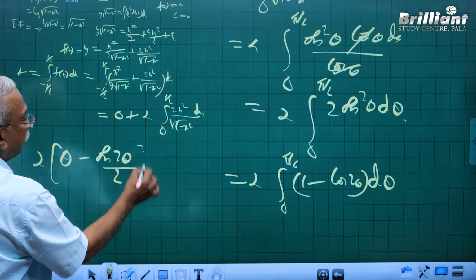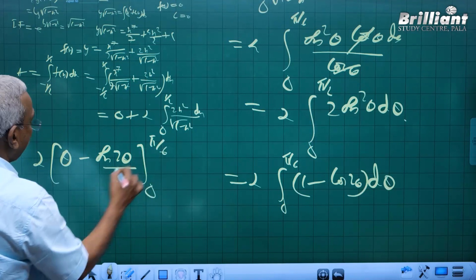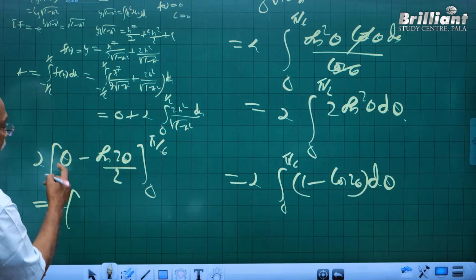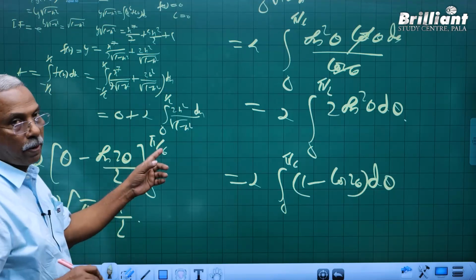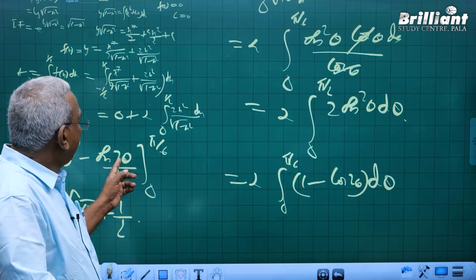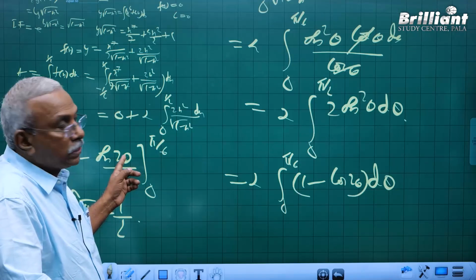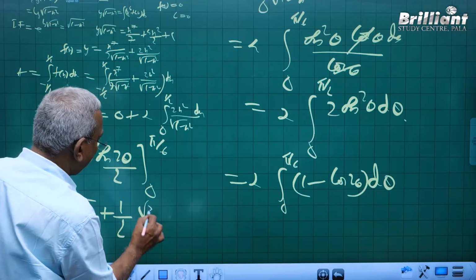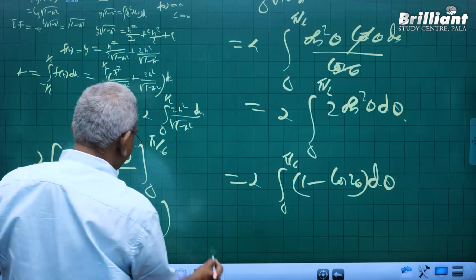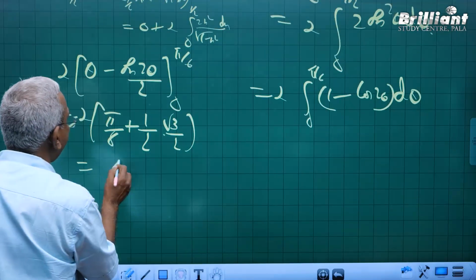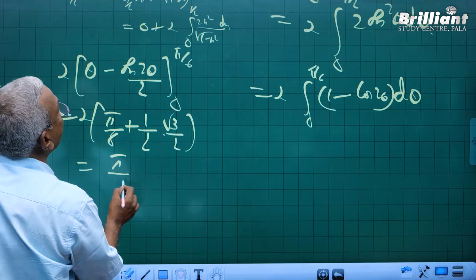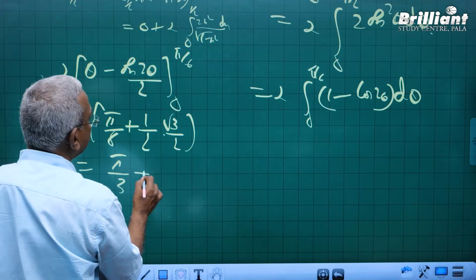Which will be 2 into the upper limit pi by 6, plus 1 by 2 into sin pi by 6. What is sin pi by 6? Into 2 sin pi by 3. Sin pi by 3 is root 3 by 2, so into root 3 divided by 2. So when you multiply with 2, it is equal to pi by 6 become what? Pi by 3 plus root 3 by 2.